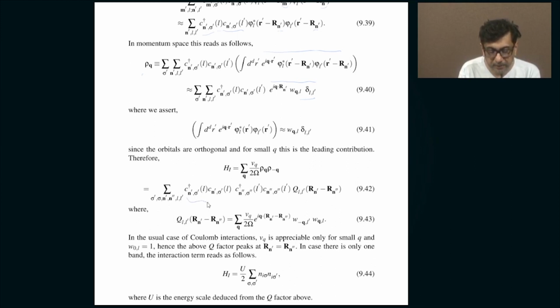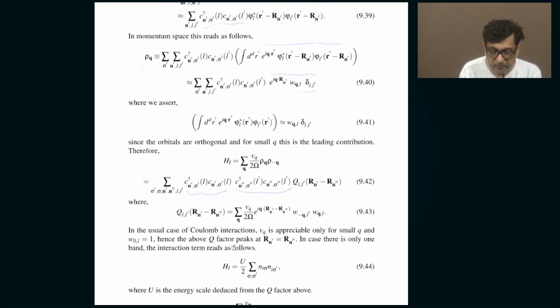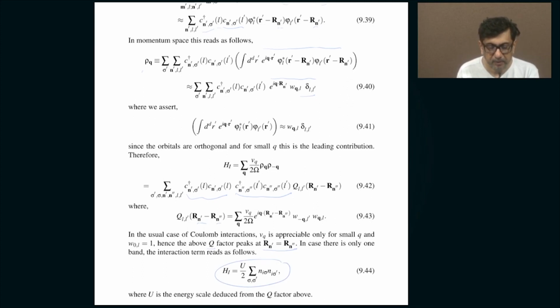So, what this implies is that this Q factor peaks at Rn minus Rn dash equals Rn double dash. I know that there is a whole lot of seemingly unnecessary notation here. It is just that I want to get to this result as quickly as possible, and perhaps I am not doing a very good job.